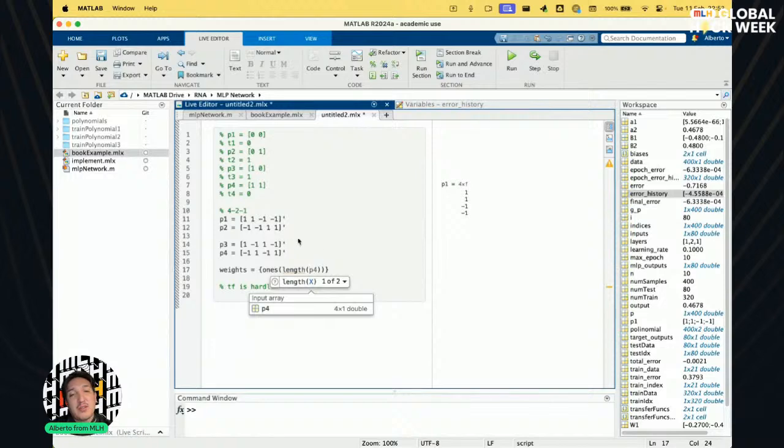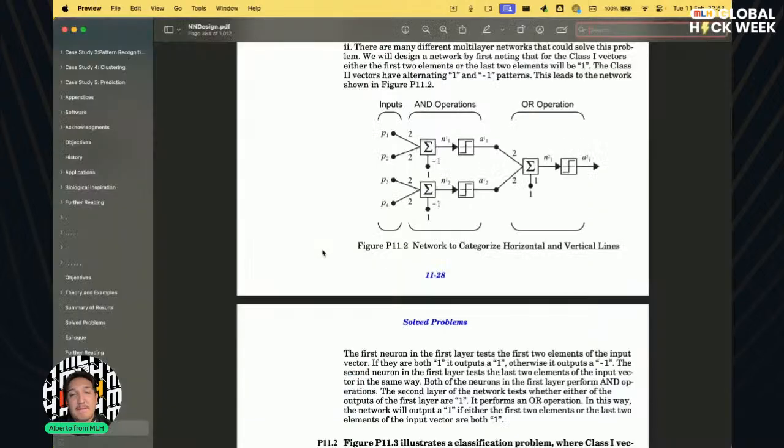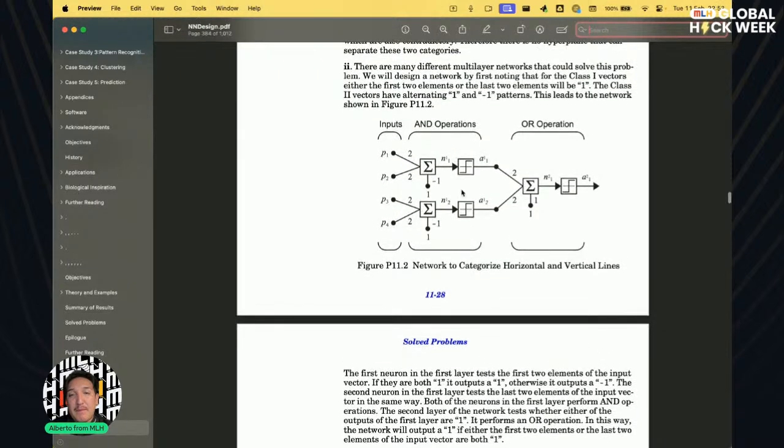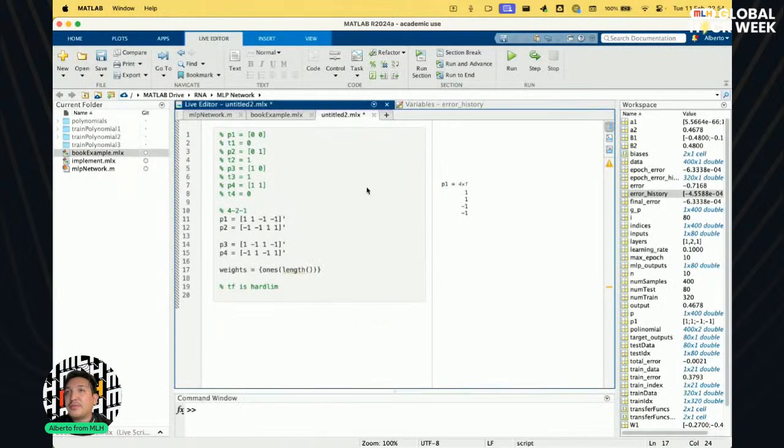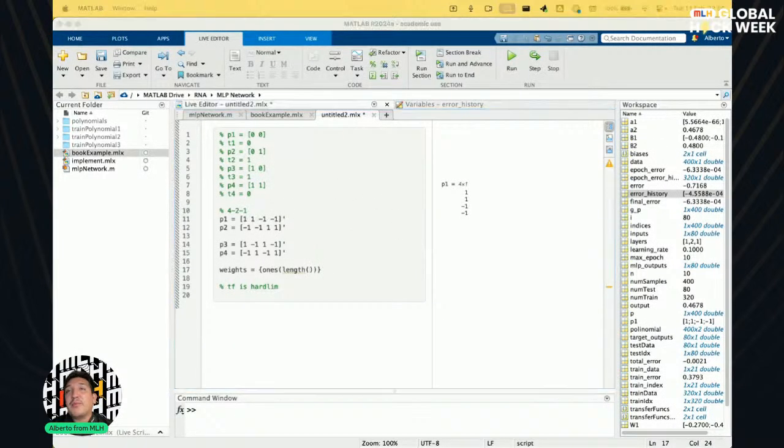Good question. Oh, so in this case, they are not fully connected. They're only connected to this. So we just need to multiply 1 and 2 for the first neuron and 3 and 4 for the second neuron.